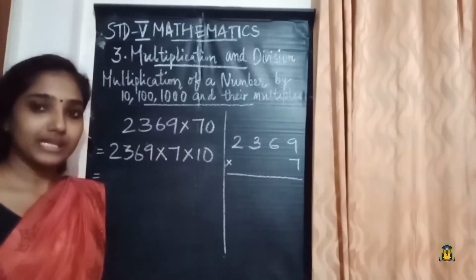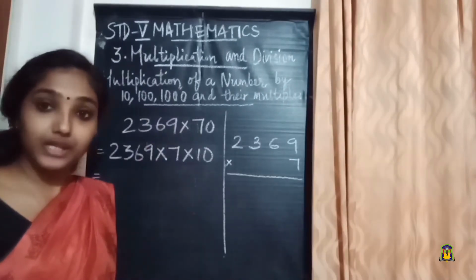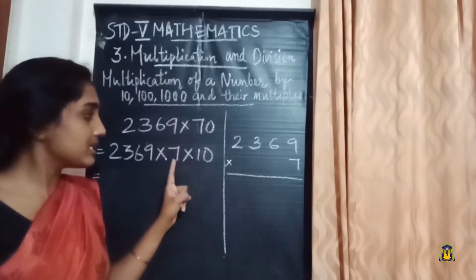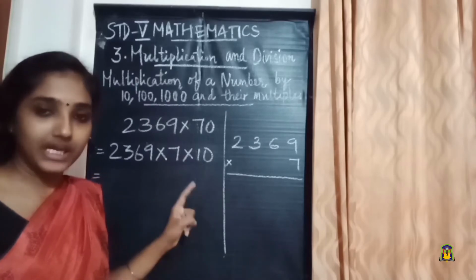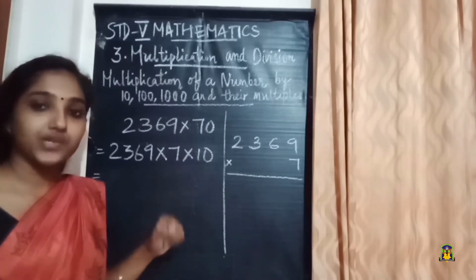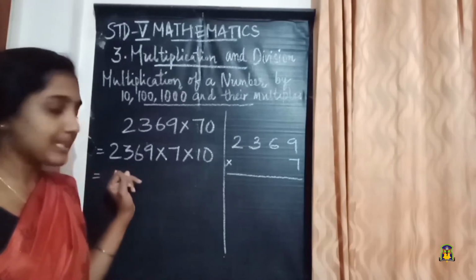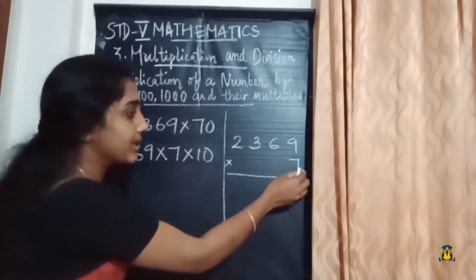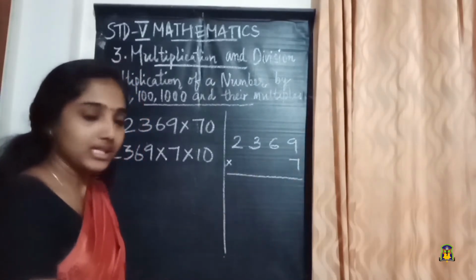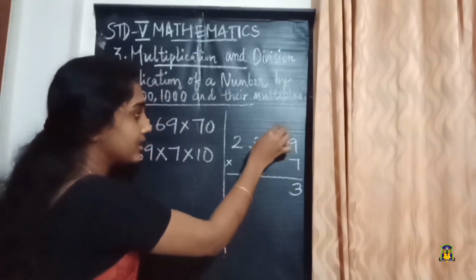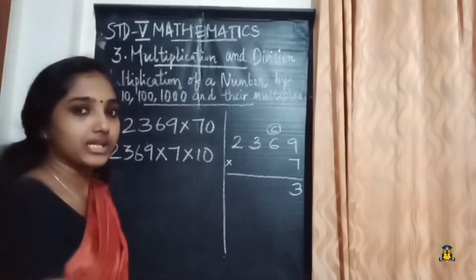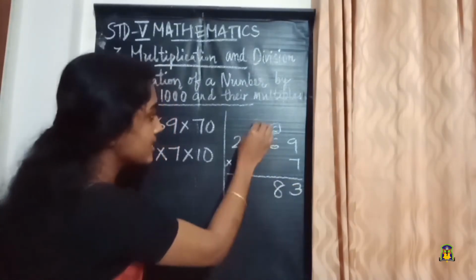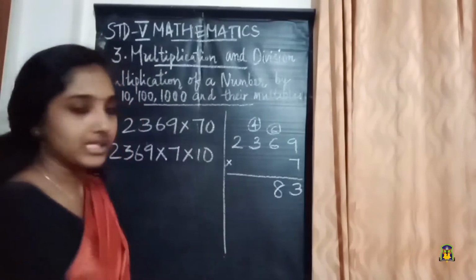Now let's multiply 2369 into 70. I have to multiply the given number with 70. 70 is 7 into 10, so 70 can be written as 7 into 10. First we can multiply 2369 into 7. 7 into 9 is 63, so we write 3 here and 6 is carried. 7 into 6 gives 42. 42 plus 6 gives 48. So we write 8 here and 4 is carried.